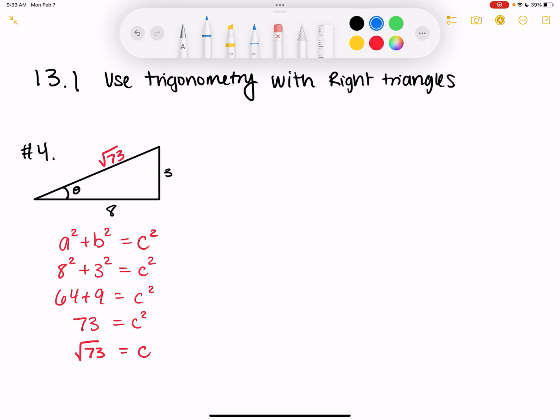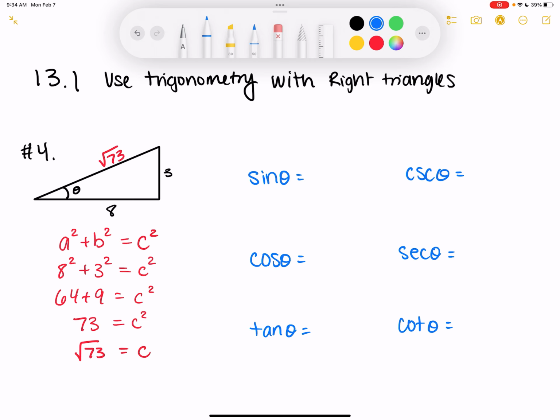All right, so I always set these up in the same order. This is the order I want you to do them in: sine, cosine, tangent, cosecant, secant, cotangent. The reason I want you to do it this way is it'll help you remember. Sine goes with cosecant, cosine goes with secant, and tangent goes with cotangent.